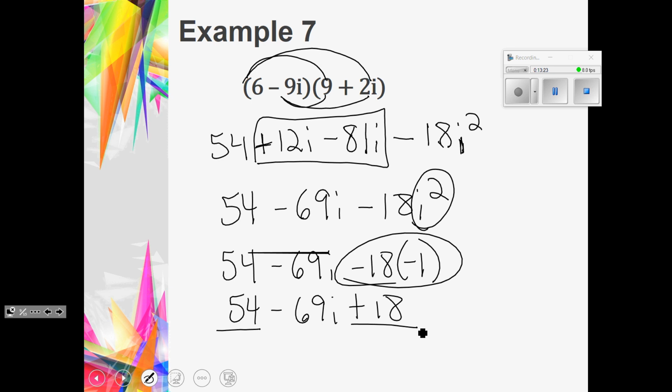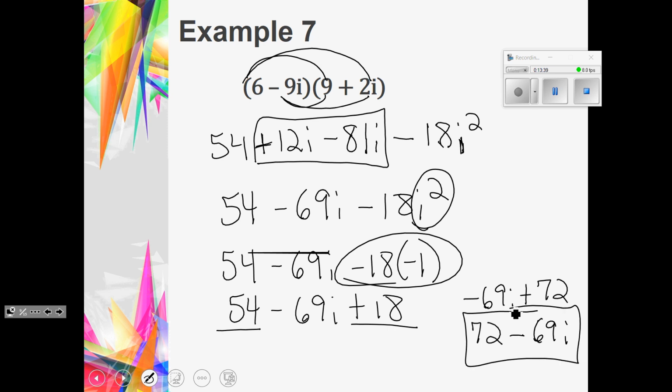Here's my question. Do we say negative 69i plus 72, or do we say 72 minus 69i? Which one is better? I'm going to say the second one is, because it is in a plus bi mode. That way you have your real number first: 72 minus 69i.